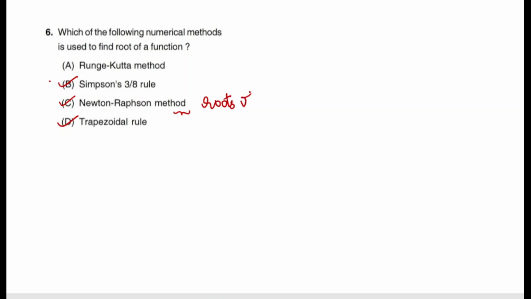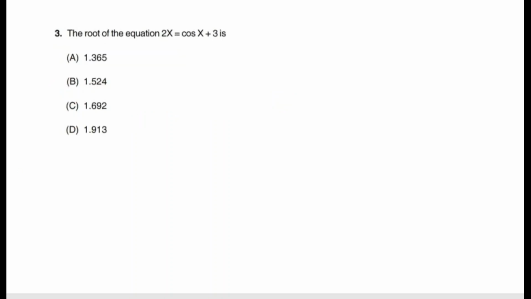Okay. Along with this, we have one more method, that is the bisection method. And this method is used to find the values of the first order ordinary differential equations. Okay, so which is the right option? That is Newton-Raphson method is the right option. Instead of this, they have given bisection method also. Even that was also the right option. Okay, yes. Let us proceed to the next question.